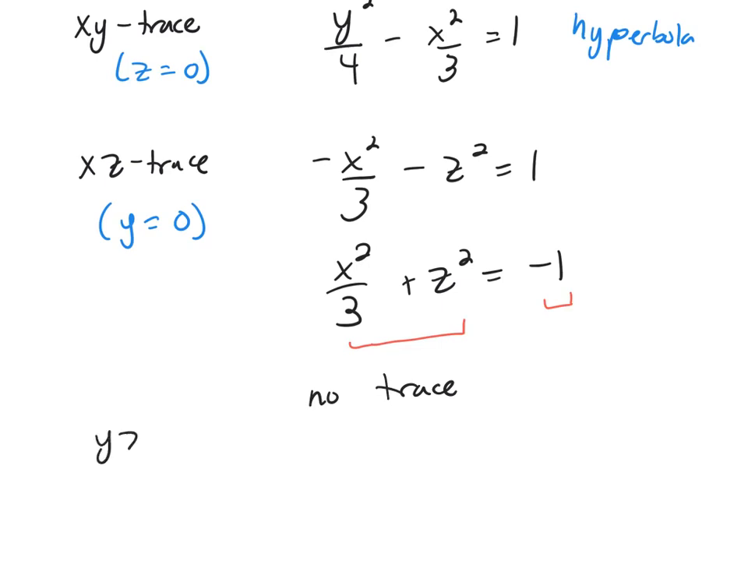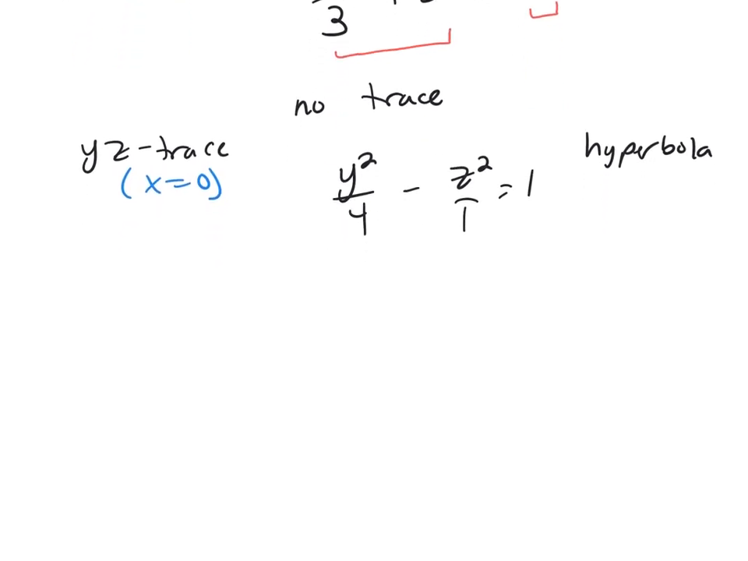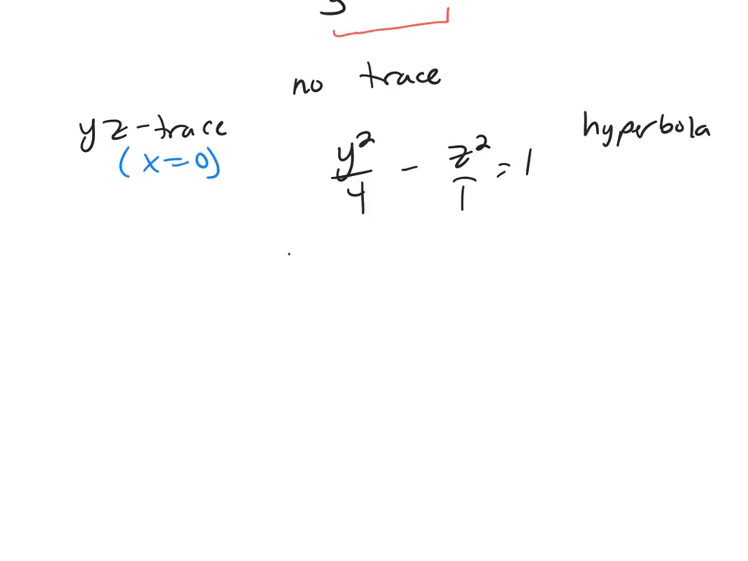And then the last coordinate plane is the YZ plane. Let's get the YZ trace. That would correspond to x equals 0. So if you go back to your equation and plug in x equals 0, you get y squared over 4 minus z squared over 1 equals 1. This is also a hyperbola. So we're going to put these pieces of information together to get a picture of what this graph looks like.